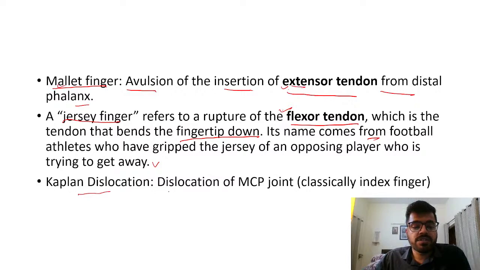There's something called Kaplan dislocation, that is dislocation of the metacarpophalangeal joint. It is classically seen in index finger.